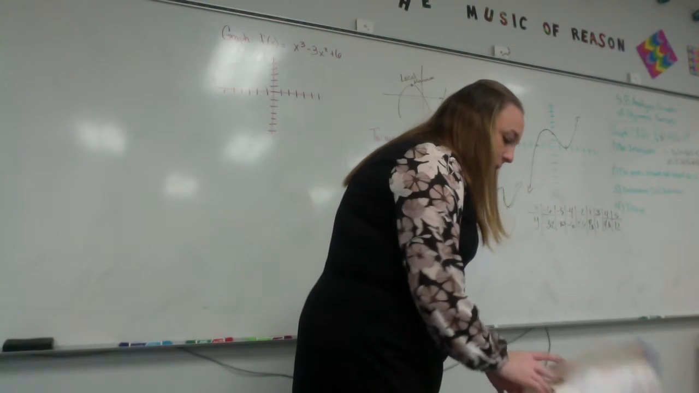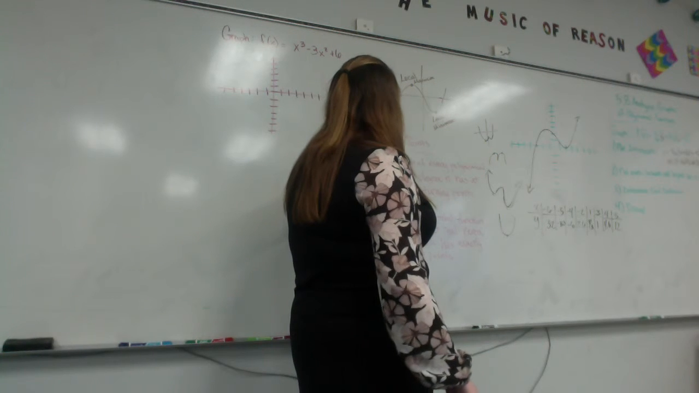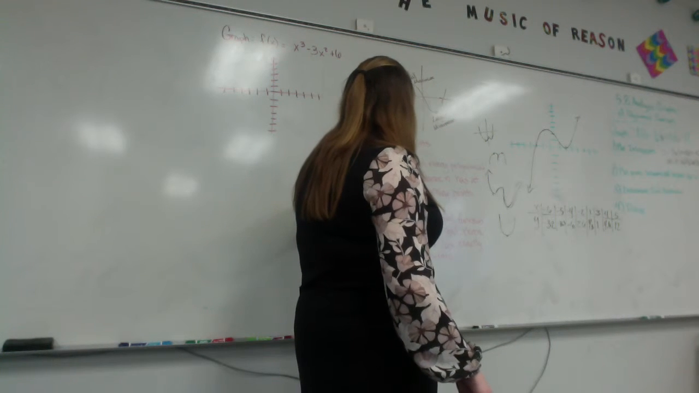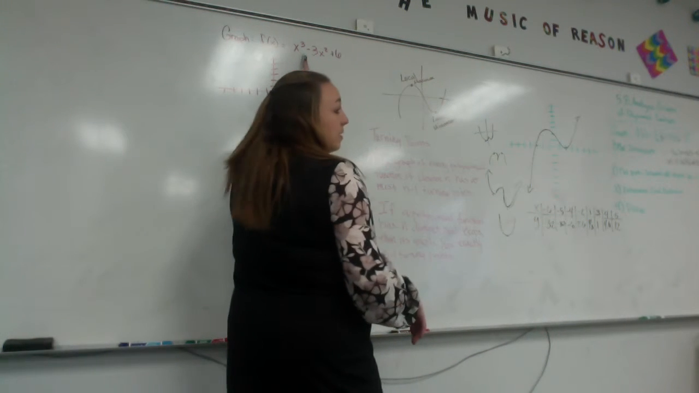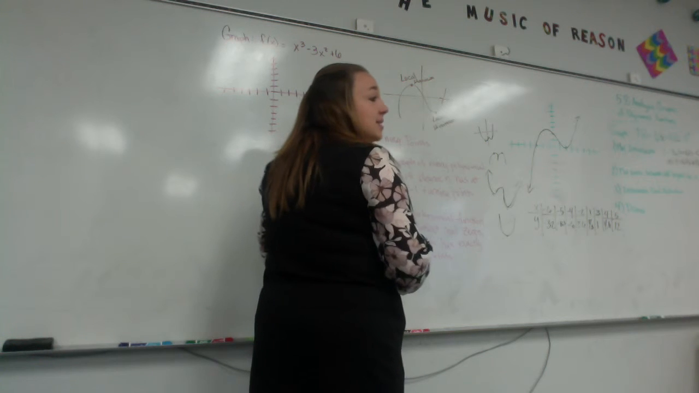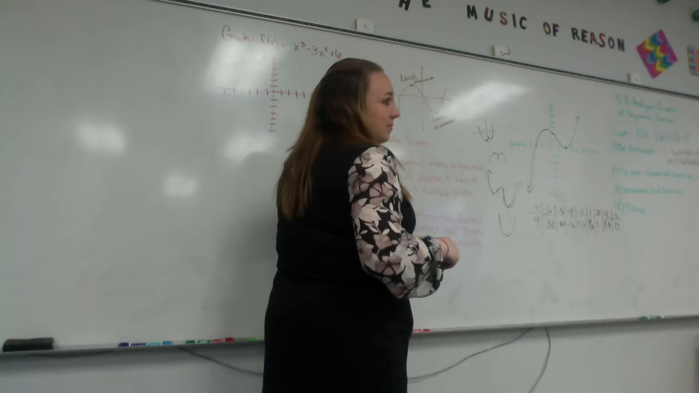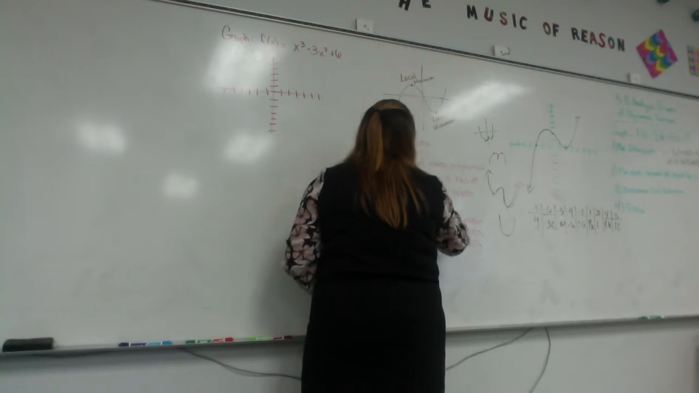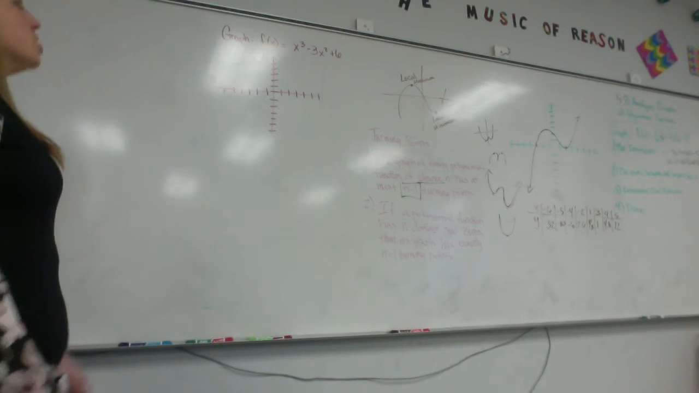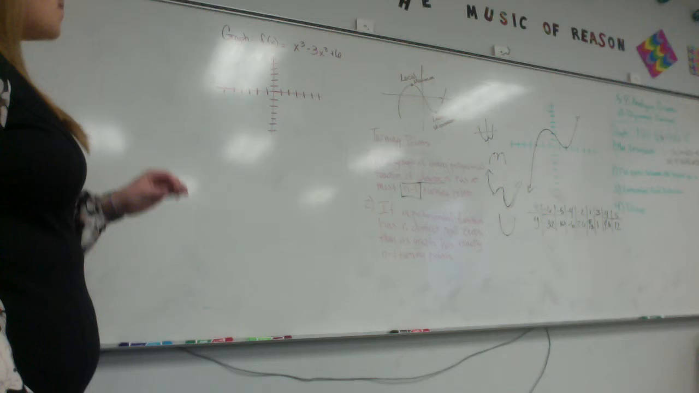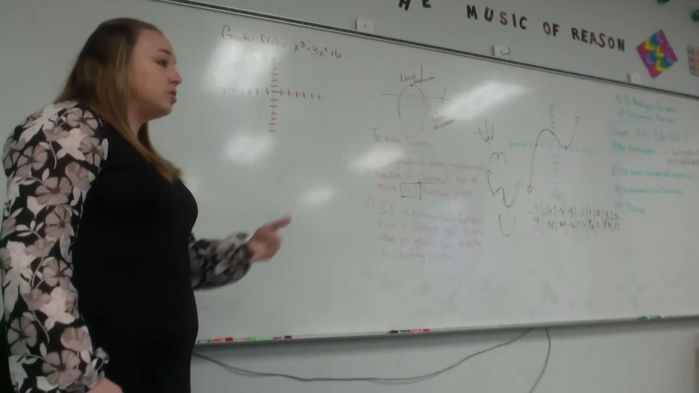Then the last thing we need to discuss is turning points. The graph of every polynomial function of degree n has at most n minus 1 turning points, meaning this. If this graph right here has a power of 3, it has at most 2 turning points. It's n minus 1, where n stands for degree. It does not mean it has 2, it just means it has up to 2 turning points.